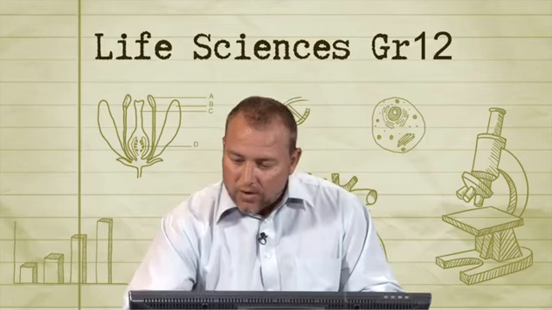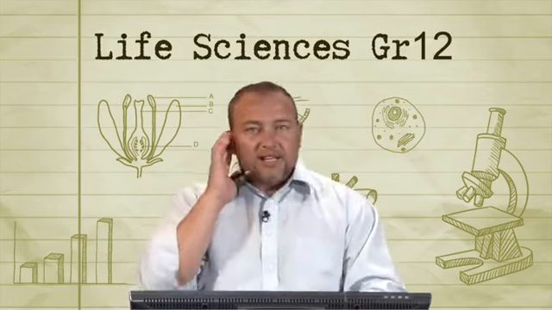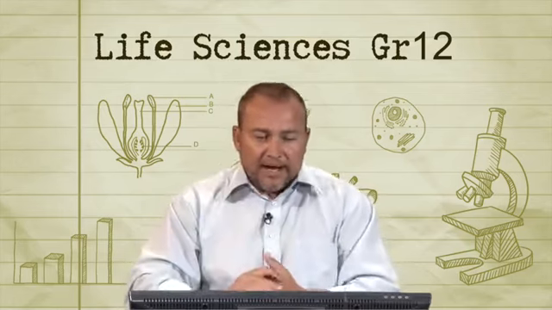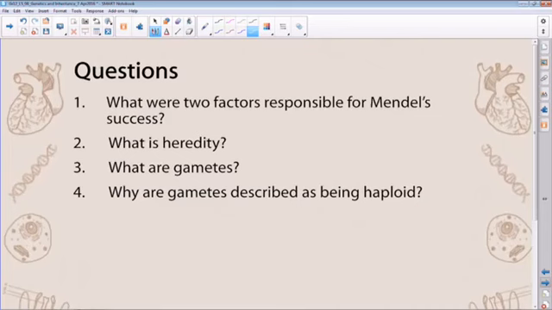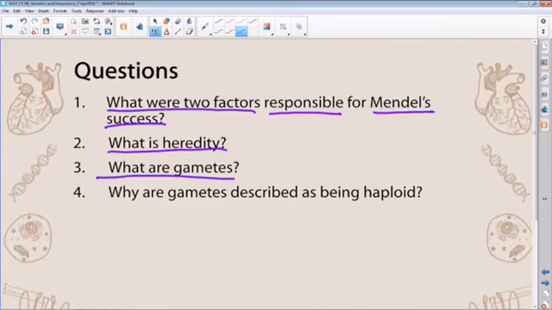Now, what I've got for you is a couple of questions. Here we go. I'm going to change the color pen. The first question is, what were the 2 factors responsible for Mendel's success? Ooh, that's a nice one. Next one, what is hereditary? Next one, what are gametes? The last one, why are gametes described as being haploid?